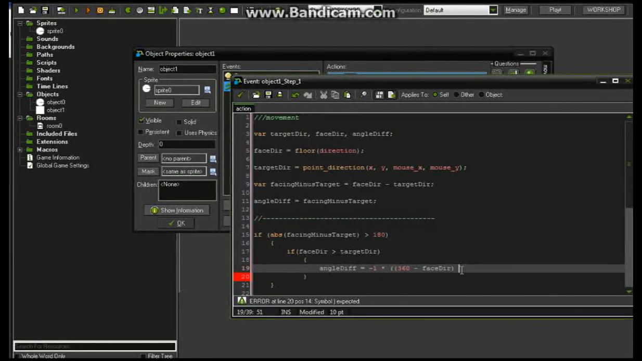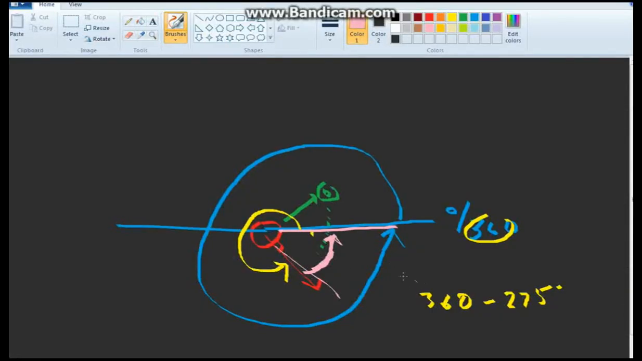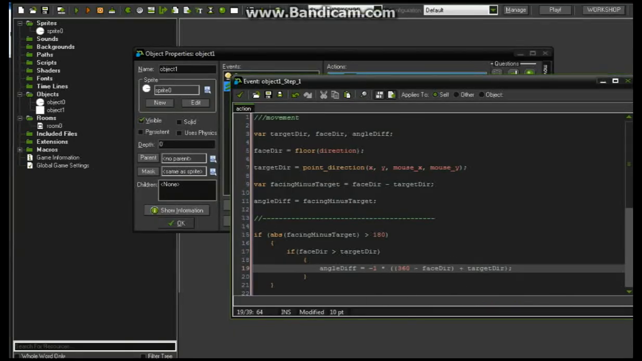So here we are, 360 minus facing direction, so that little segment right there, plus our target's direction. So we're going to add this little chunk here to our target's direction, which would be from this 0 to our current target's direction. So we're adding these two chunks, this part and this part. Add them together and you get this whole angle here from here to here. Alright.